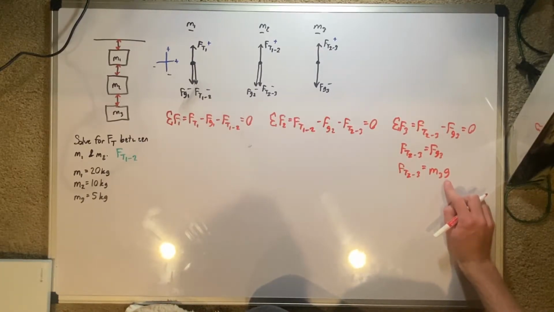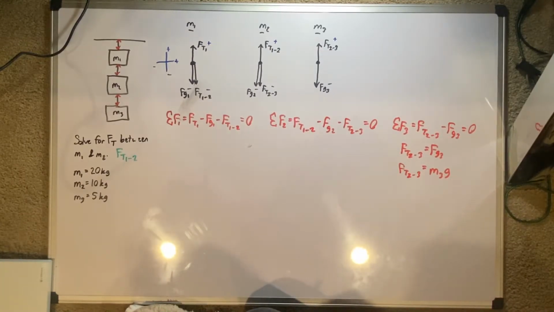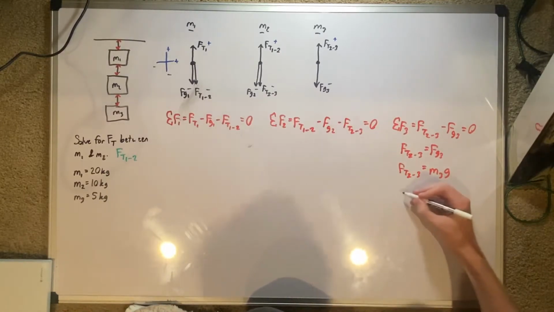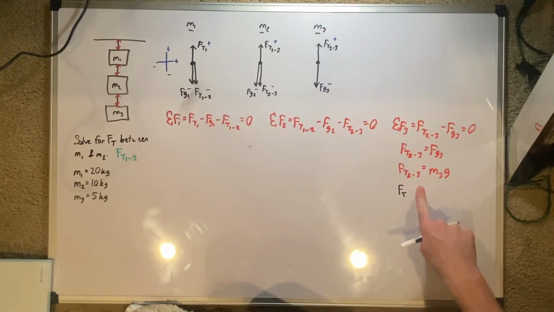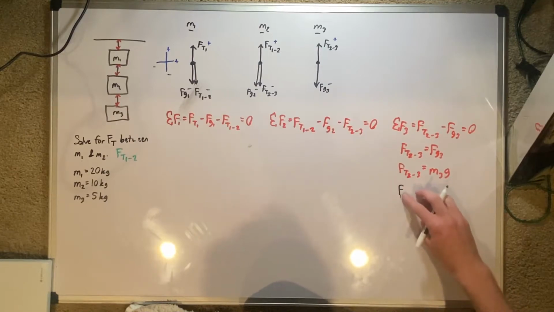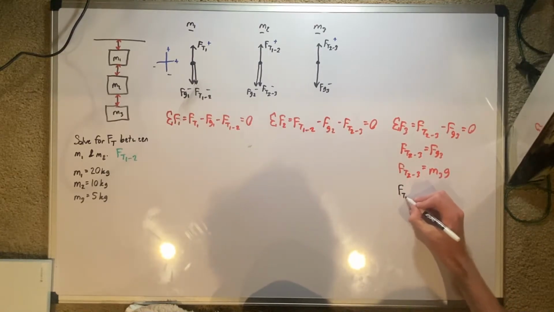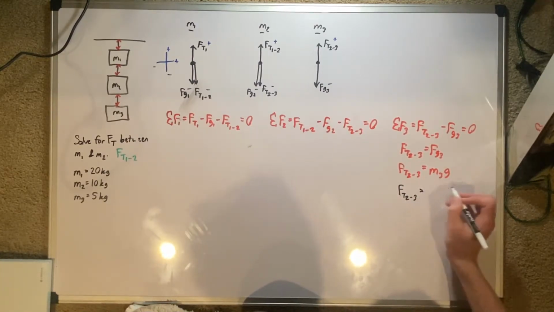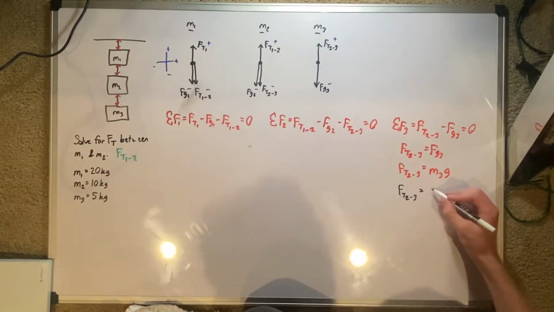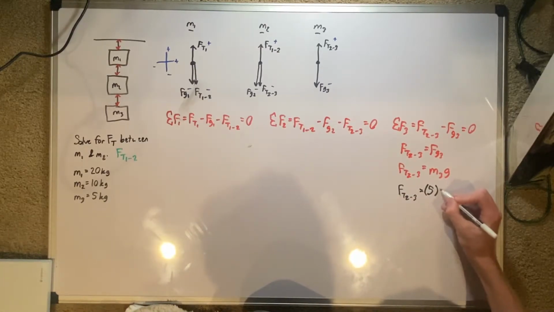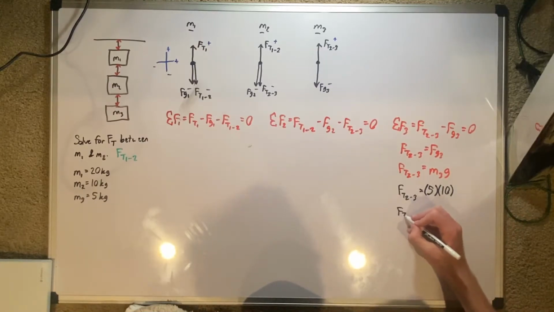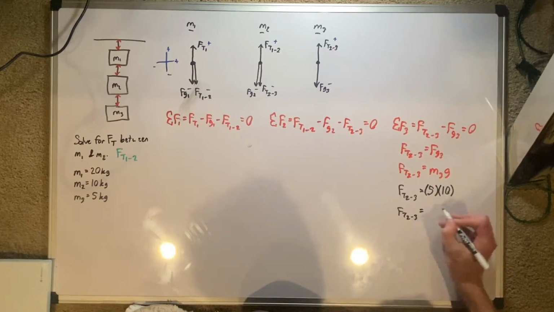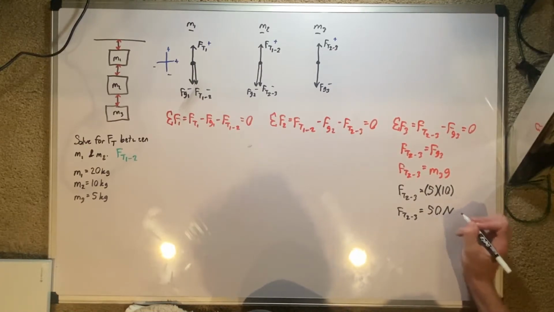Our gravity is always 10, so now if we were to actually solve for what this equals, our force of tension, I like to do the derivations in red and then do the actual work in black. So force of tension 2 through 3 is equal to mass 3, 5 kilograms, times gravity, which is 10. Our force of tension 2 through 3 is equal to 50 newtons.